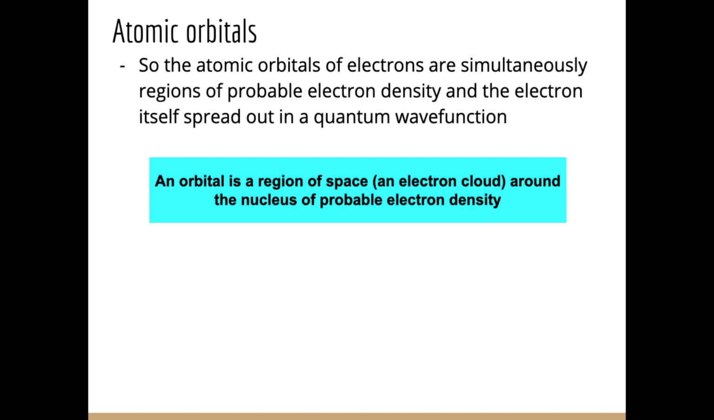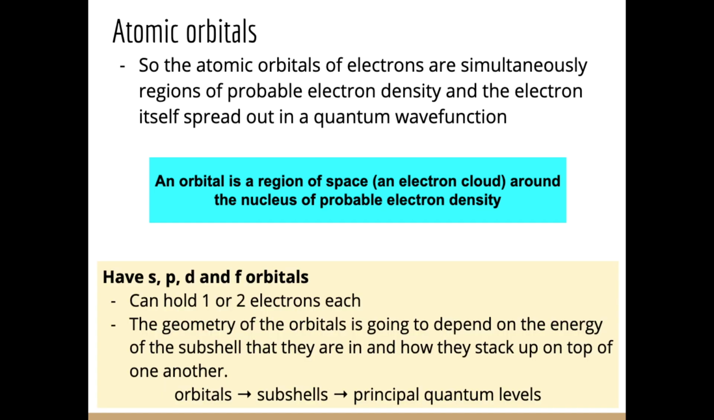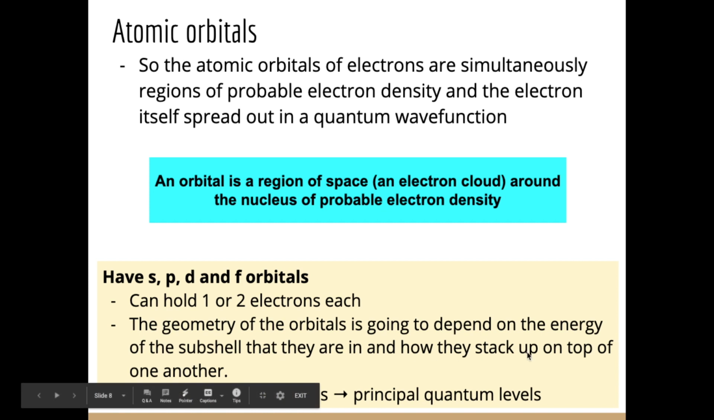Now, let's go back to these numbers, the s, p, d, and f orbitals. We said before an orbital can hold either 1 or 2 electrons each. The geometry of the orbitals is going to depend on the energy of the subshell that they are in and how they stack up on top of one another.